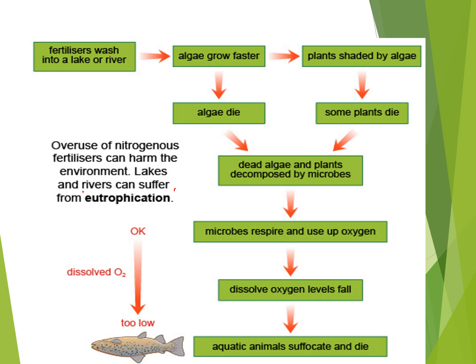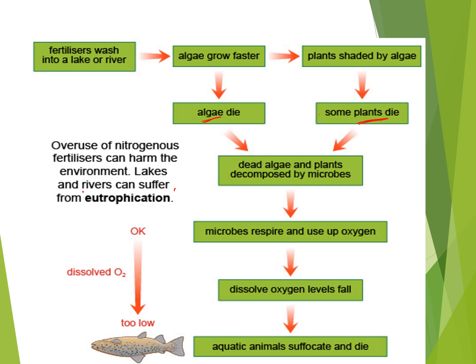So if a fertilizer gets washed into a lake or river because there's been excess use of it, and perhaps we've had a lot of rain like we've had recently and are likely to have for the next couple of days, this makes the algae grow faster. Some of the plants are shaded by the algae that live in the river normally, so some of the plants die, along with the algae underneath. So where the blanket of algae is on the top, the algae that are underneath also die. So you've got algae dying, you've got plants dying.